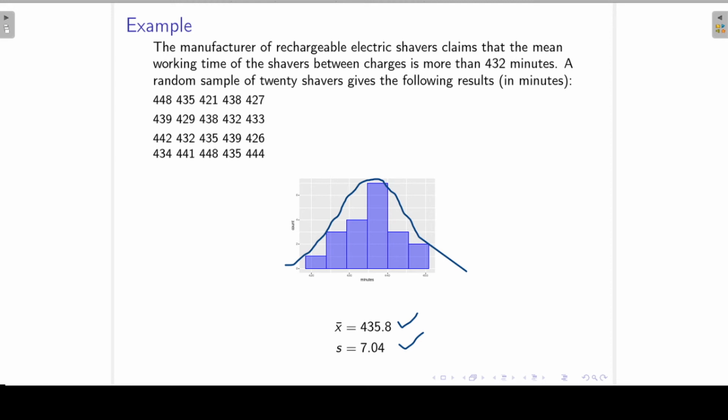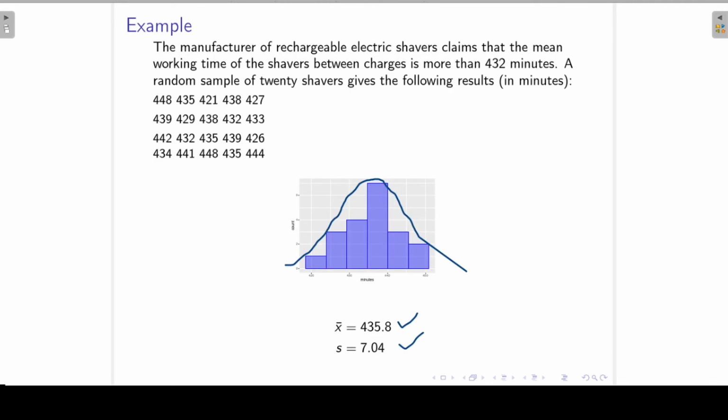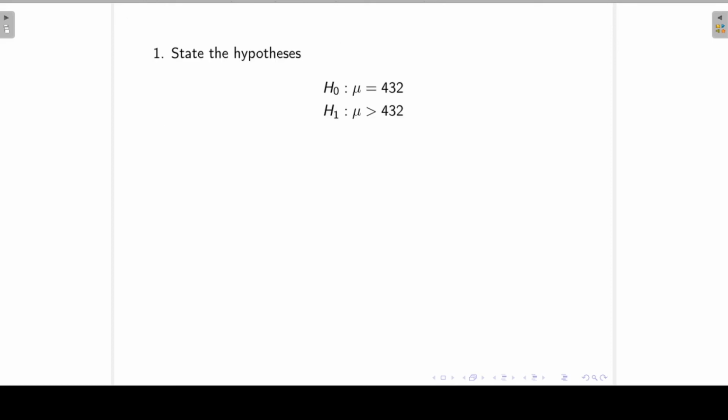Now the first step when we do a hypothesis test, remember, is to state the null and the alternative hypothesis. The null hypothesis would be that the mean time is 432 minutes. And then the alternative is that it is longer than 432 minutes. We get that from our original problem that the manufacturer claims that the mean working time of the shavers between charges is more than 432 minutes. So that is why we are testing the right-sided alternative.